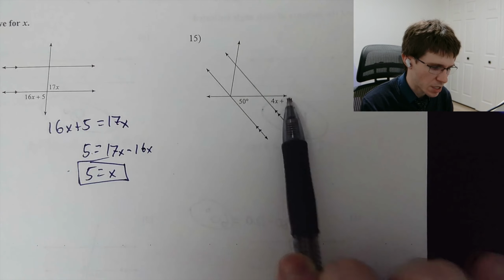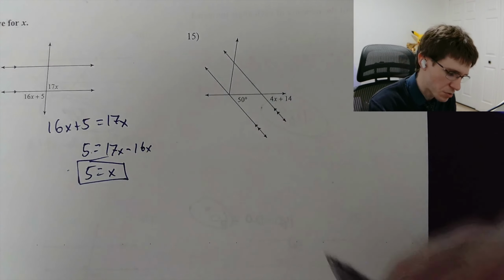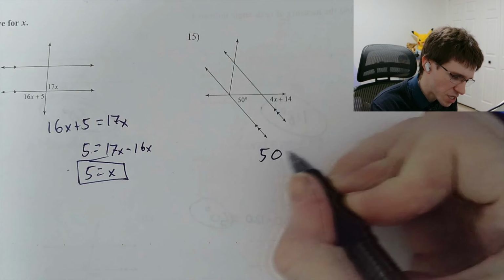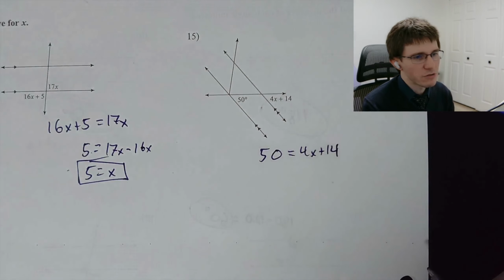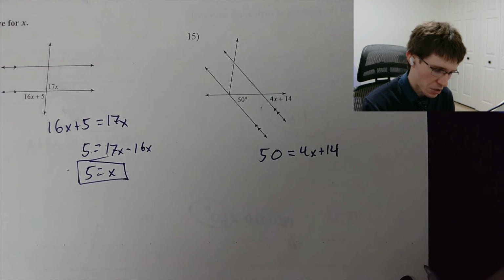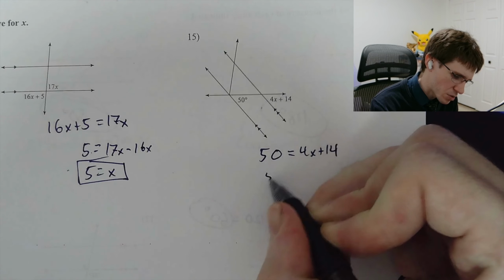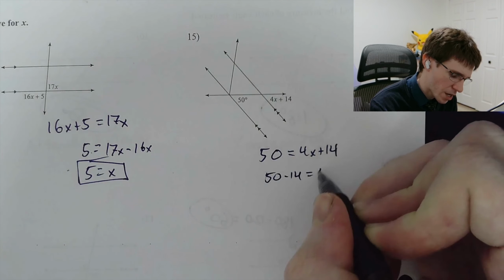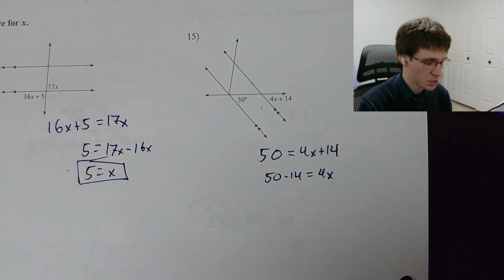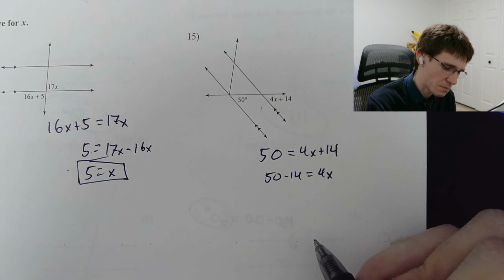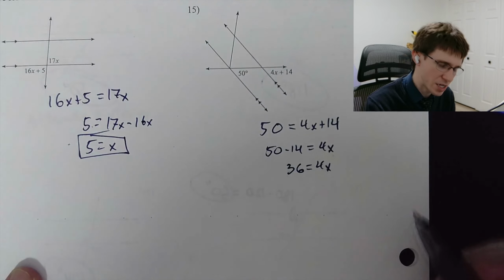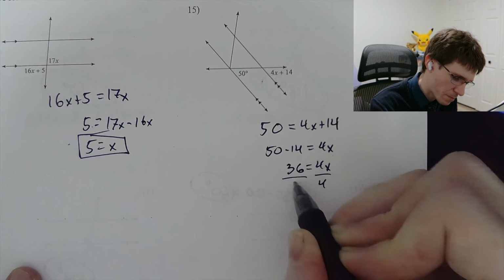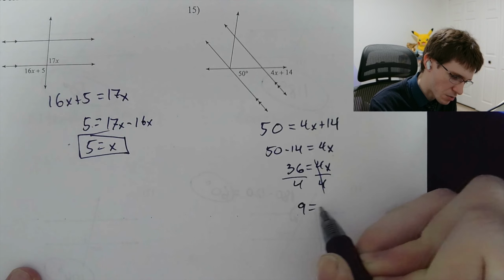These guys are corresponding angles. Corresponding angles are also equal to each other. So we have 50 is going to be equal to 4x plus 14. And from there, we're going to subtract 14 on both sides of our equation. And again, I really like doing it the horizontal way. I normally wouldn't even write that step down, but I'm doing it just for you in this video. We got 50 minus 14 is going to be 36 is 4x, and then divide both sides by 4. Boom, 9 is equal to x.